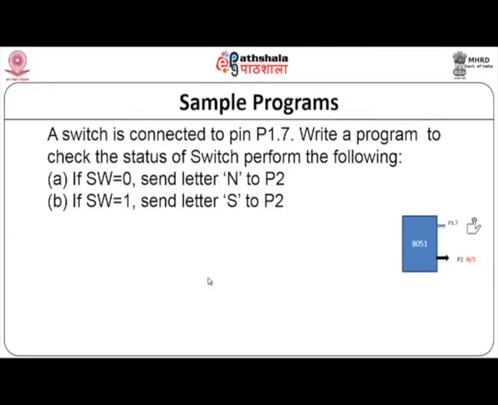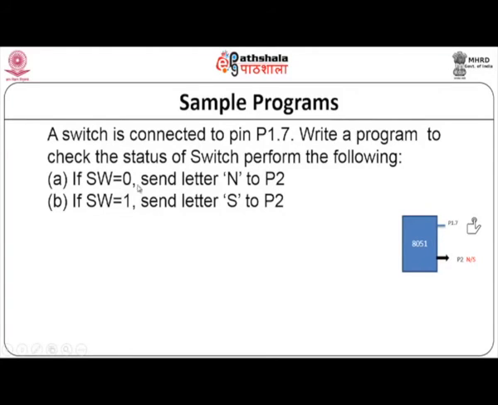So, now I have given a simple program where a switch is connected to pin 1.7. You just see that I have taken pin 1.7, there is a switch there, and I want to write a code. I will be looking at the status of the switch, whether the switch is pressed or released. If the switch is pressed, in the sense the switch is equal to 1, then I will send an S to P2. P2 is a parallel port, and S is the value. S is an 8-bit, 1 byte word, that will be sent through my P2.